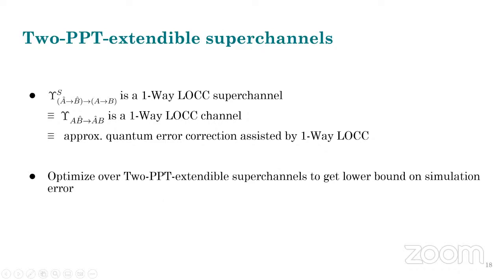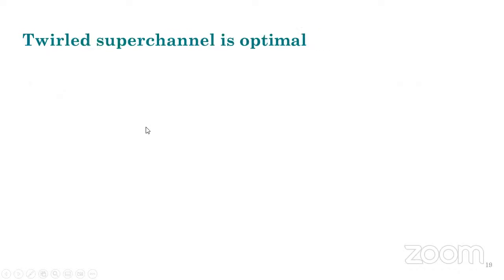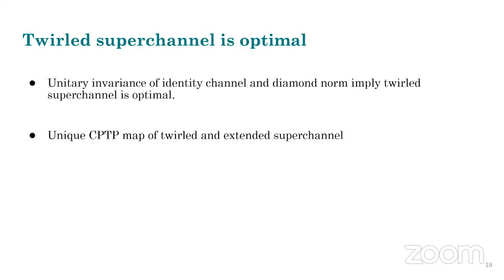So just as in the previous case, we are going to optimize over epsilon, and it translates exactly to the problem that we considered in approximate teleportation. On top of that, the unitary invariance of the identity channel also translates into the same conditions, and the diamond norm and the unitary invariance of the diamond norm also imply that the dual superchannel is going to be optimal.